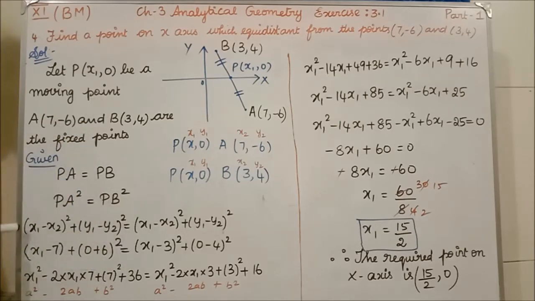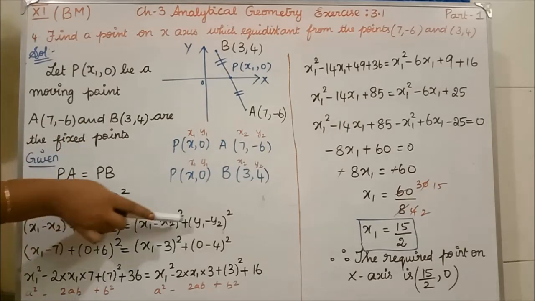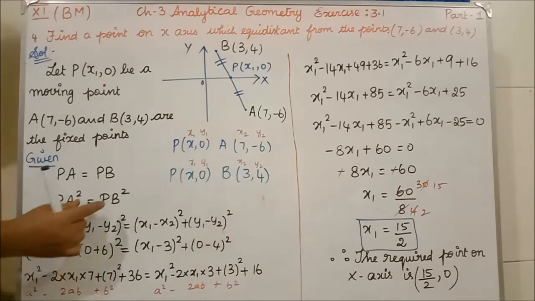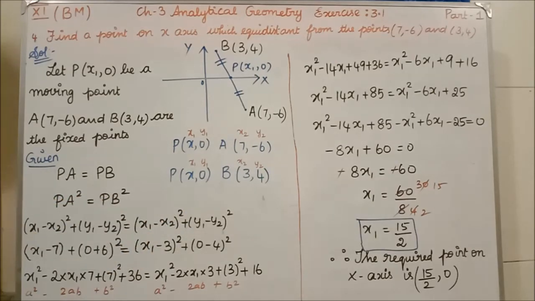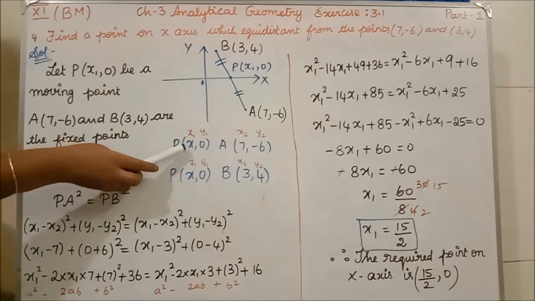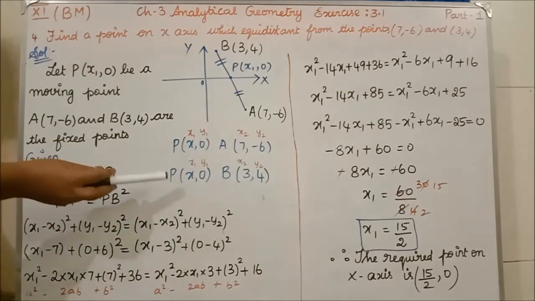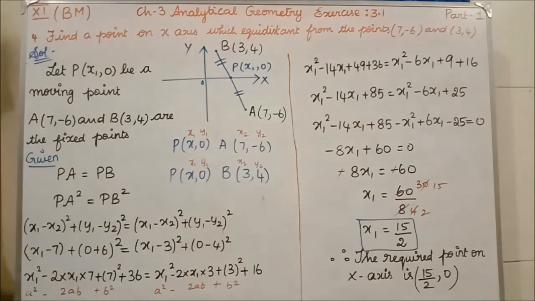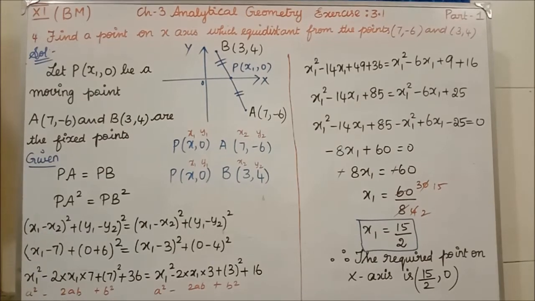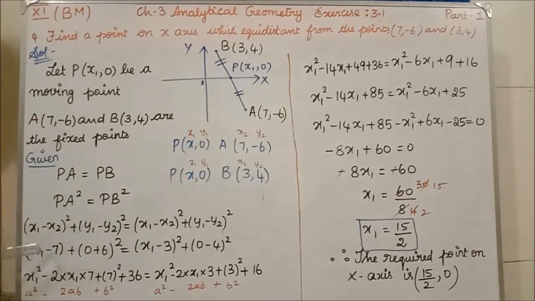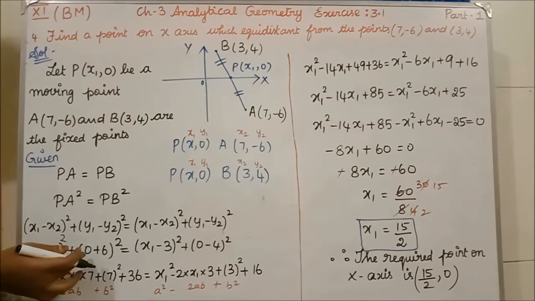You all know the distance formula. See, I have written the distance formula, this one is for PA and this is for PB. Now the P point is what? X comma 0, A is 7 comma minus 6. Similarly, P is x comma 0, B is 3 comma 4. We have to apply this. X1 minus x2 is what? X2 is 7, so minus 7, the whole square. Here the whole square will come, plus y1.